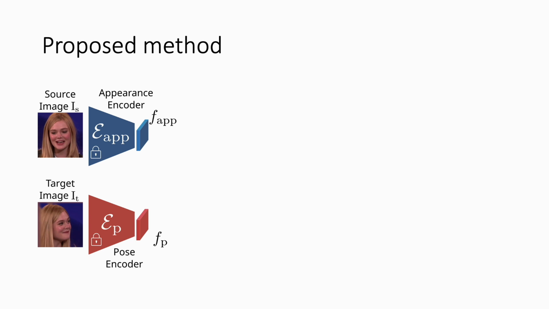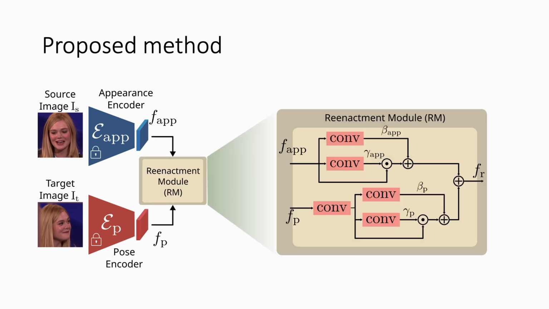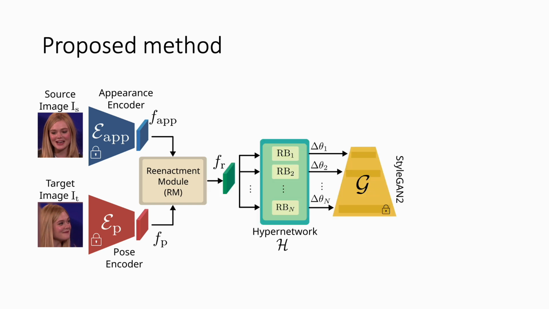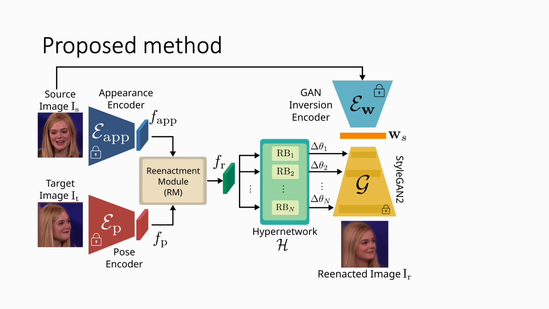During training, we first extract the appearance and pose feature maps using the corresponding pre-trained encoders. We then propose to fuse the two feature maps using the Reenactment module. Our hypernetwork takes as input the combined feature map and outputs an offset for each layer of the StyleGAN2 generator. The generator, using the inverted latent code W that corresponds to the source image and the updated weights, generates the reenacted image that should depict the same identity as the source image and the facial pose of the target image.